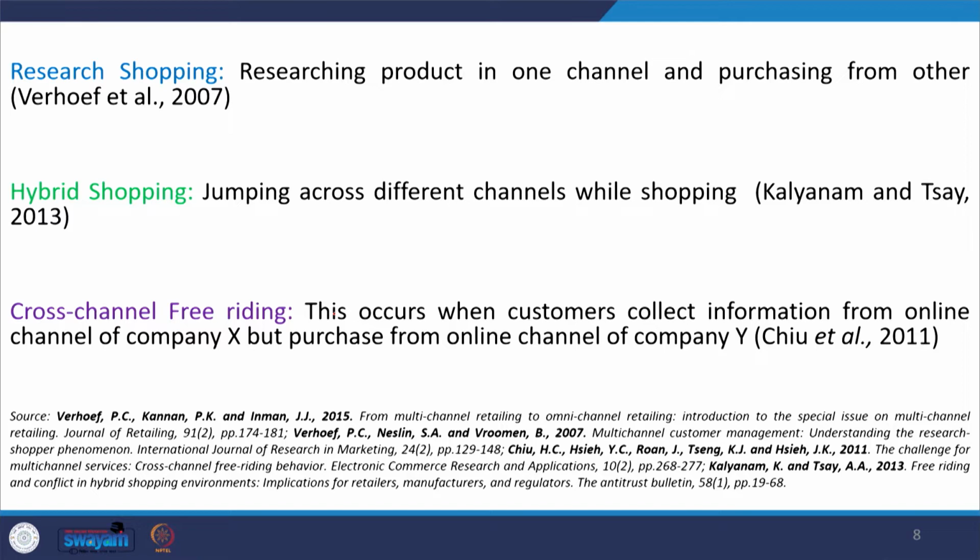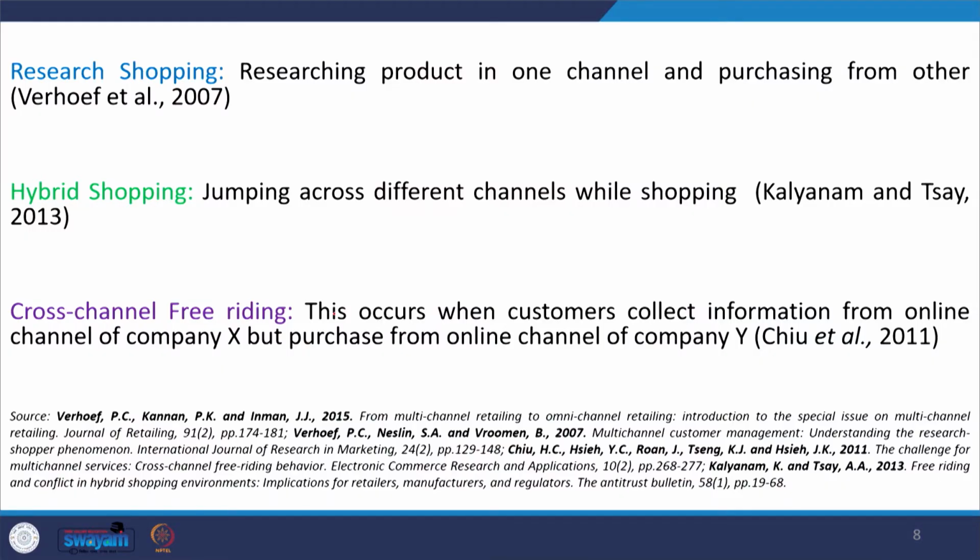This concept has been very beautifully mentioned in the research by Kalyanam and Tsay, which was published in 2013. Now they have explained this in a very funny way. They are saying that today you will see consumers jumping across different channels while shopping from one to another, and in this case also there could be a combination of online channels, offline channels, catalog, mobile apps. The last is cross-channel free riding.